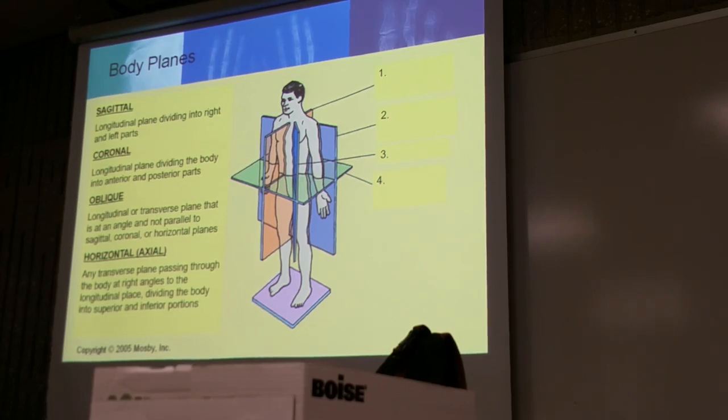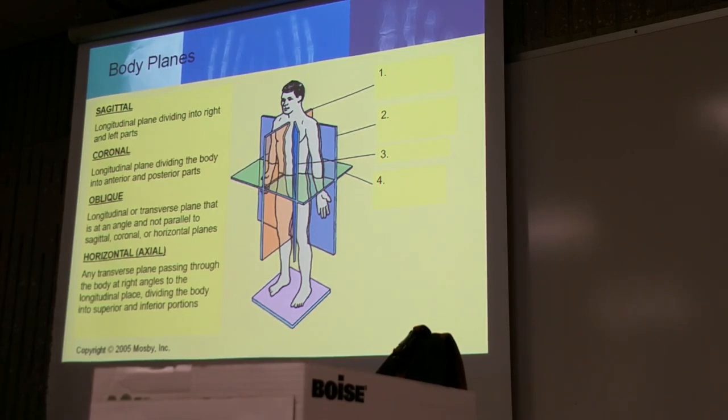All right? Coronal divides the body or the part into front and back parts, or anterior and posterior parts. Again, look carefully at the terminology. If it's coronal, it's just front and back. If it's mid-coronal, now we're talking about equal front, equal back. Yeah?